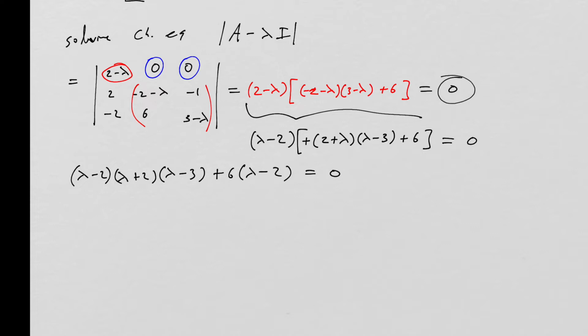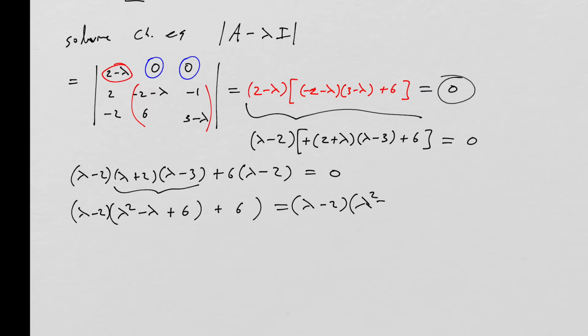Let's start by multiplying out this right here. That's going to give us lambda squared minus lambda, and then a plus 6, and that's going to be times lambda minus 2. And that's also going to be a plus 6 in there. I can factor out the lambda minus 2, and then we're going to get lambda minus 2 times lambda squared minus lambda plus 12. From here, we're going to set that equal to 0.